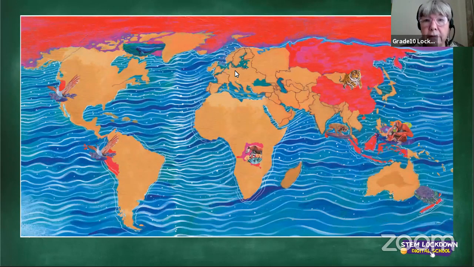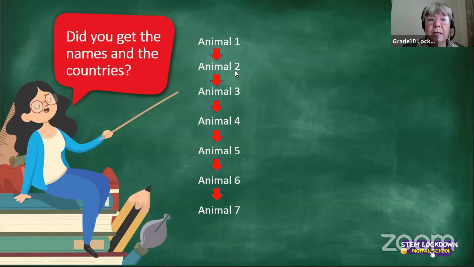Right, I hope that you were writing down your answers as we went through. Remember, I asked you to write the name of each animal and where it's from. So, did you get that? Did you get that all done? So now I'm going to go through the answers and you can check your work.